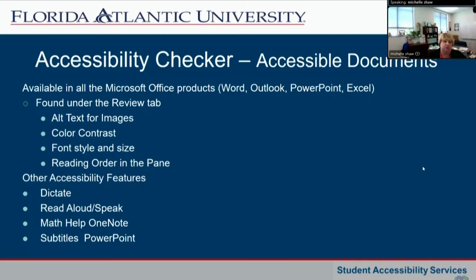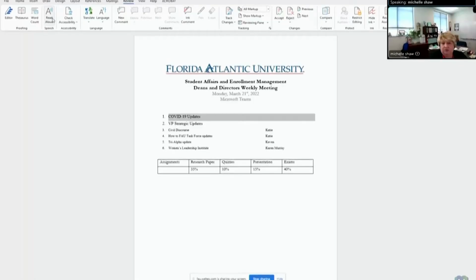I also wanted to introduce a few other things they have that we sometimes don't think about, such as color contrast, the type of font we use and the size of that font, and the reading order in the pane of the document. You will see there's Read Aloud and there's Check Accessibility. These are two of the features you can utilize. I want to show you the Check Accessibility piece first, so I'm going to click on that.